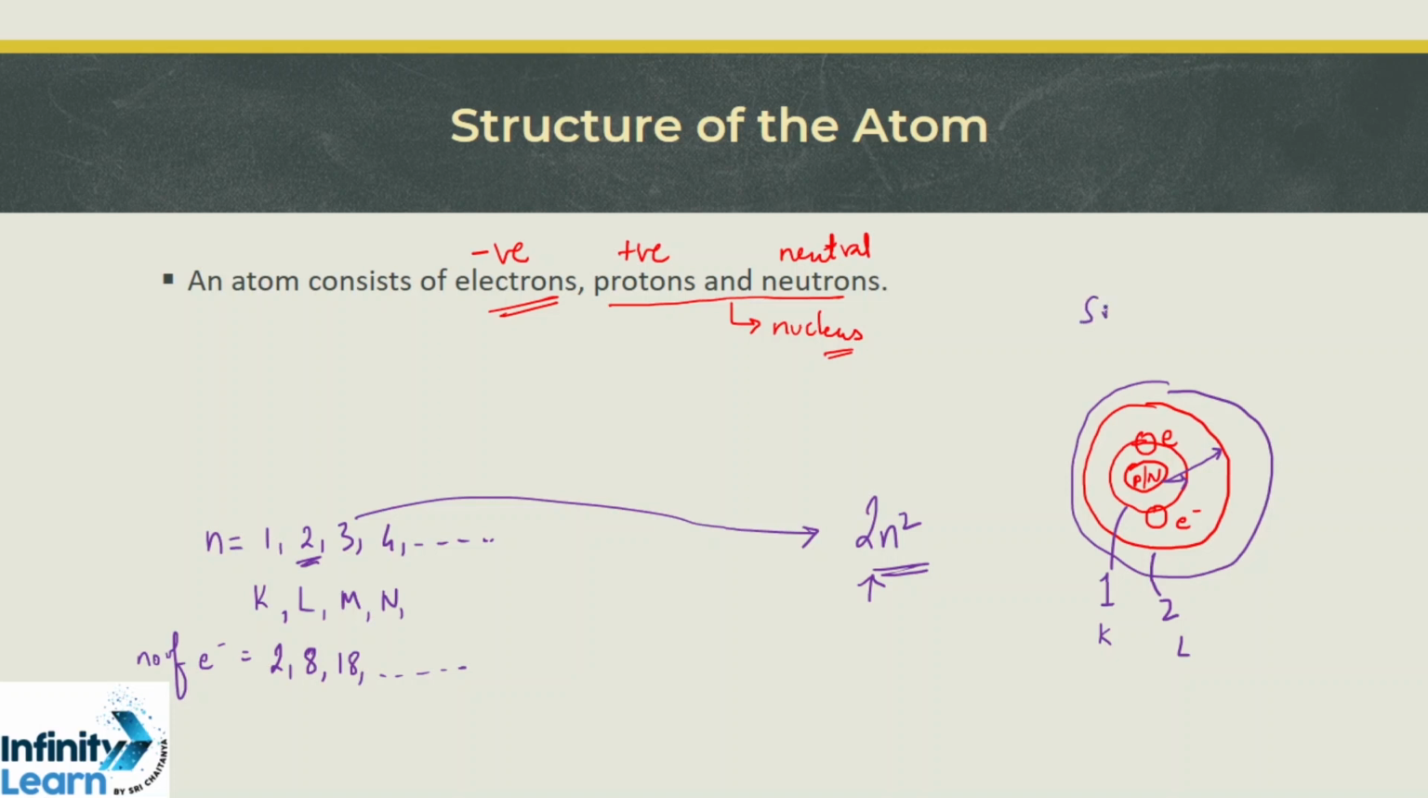The size of an atom is in the order of 10 raised to minus 10 meter, and the electrons moving around in these orbits have a charge of 1.6 into 10 raised to minus 19 coulomb, and the mass of an electron is 9.1 into 10 raised to minus 31 kg. This mass of the electron is very less compared to the mass of a proton or neutron. Approximately, the mass of an electron is 1 by 1840 times the mass of a proton.